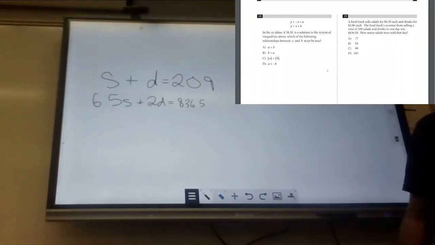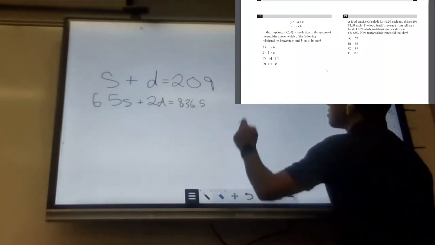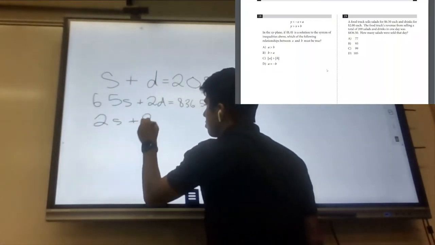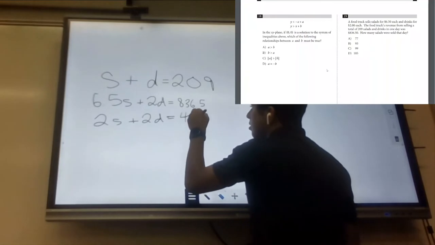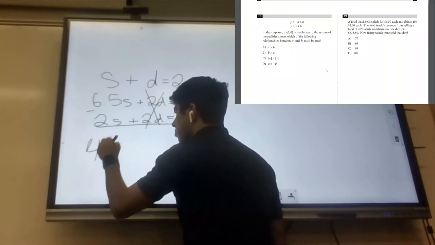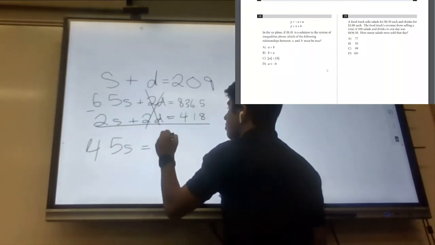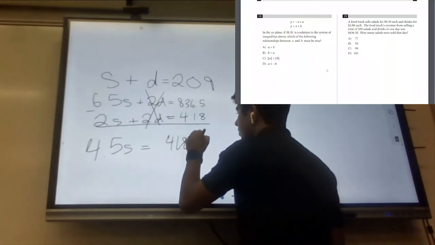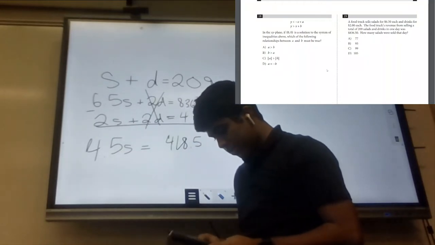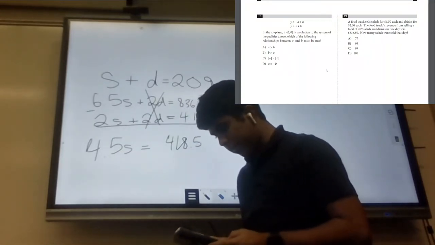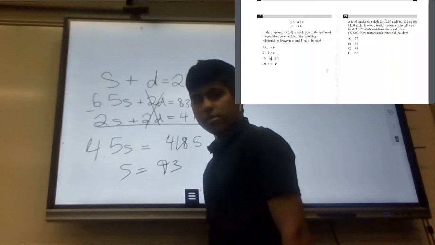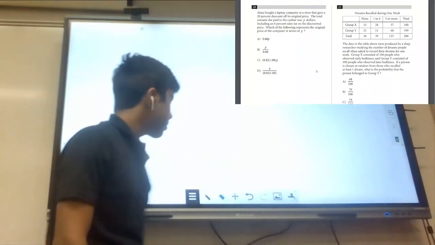So if we were to use elimination on this, how would we go about doing this? We can multiply this by 2, and you get 2s plus 2d equals 418. Subtract, this cancels out. This gives you 4.5s equals 418.5. Pull out your calculator. 418.5 divided by 4.5 is going to be 93. So 93 salads.